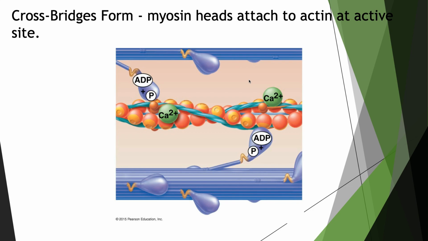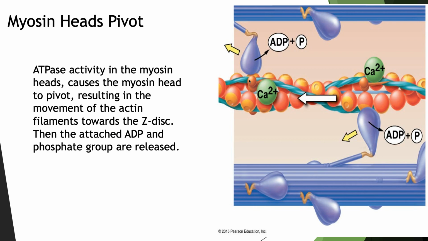Again, once the actin site is exposed, the high energy myosin heads attach to the actin. That's going to cause the release of the ADP from the high energy myosin head and causes the head again to pivot and bend as it pulls on the actin filament and slides it towards the midline. That is also known as a power stroke.